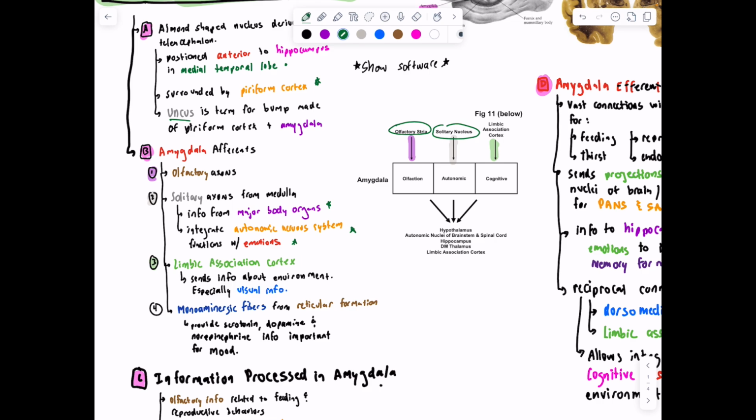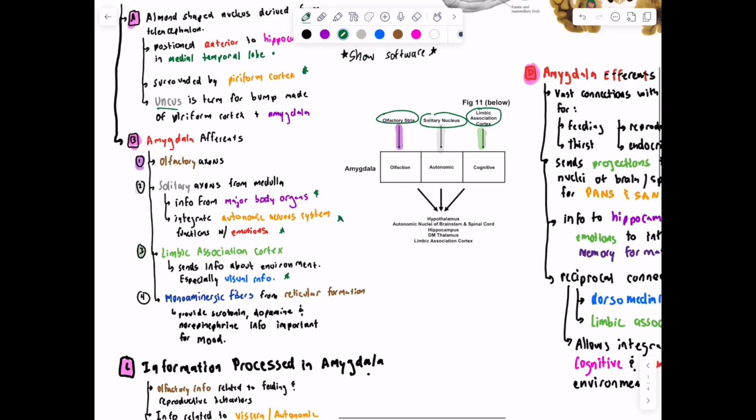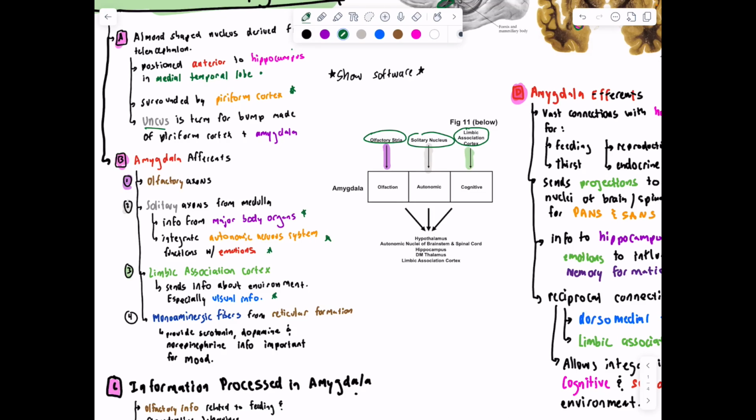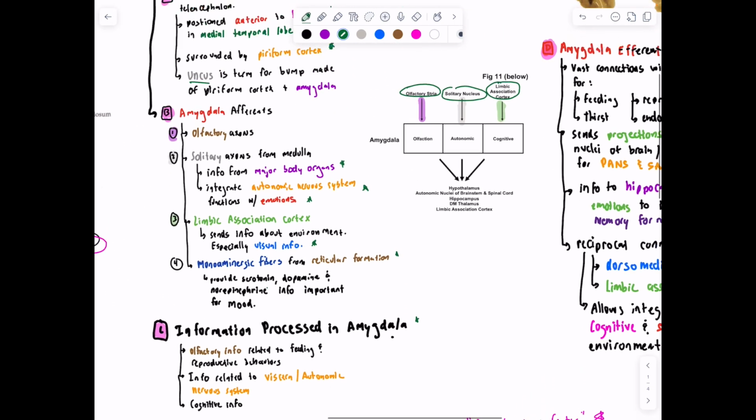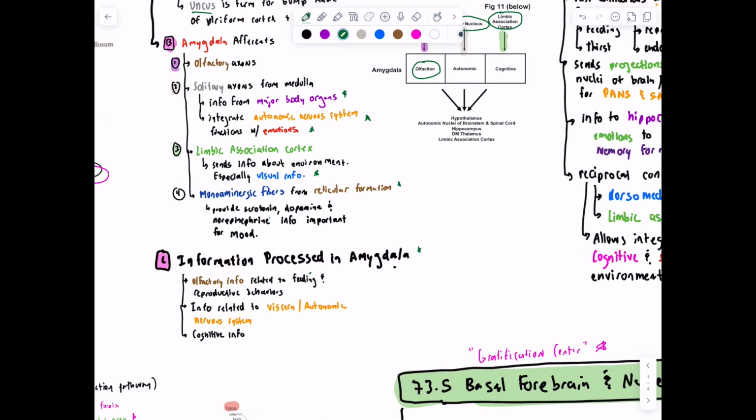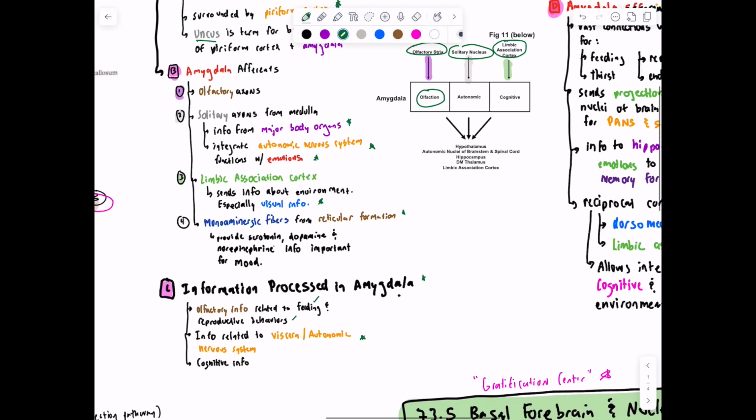And then the limbic association cortex, which we're familiar with, takes in cognitive information from the rest of the cortex, and typically it will send specifically visual information, which is the important one, right, for understanding those fearful faces. Then we have monoaminergic fibers from the reticular formation in the brainstem, and they provide serotonin, dopamine, norepinephrine information, which is important for mood. Then information processed in the amygdala: smell, which is important for eating and then reproduction, information related to the autonomic nervous system and viscera being our organs, and then cognitive information. That's what all of this is saying.